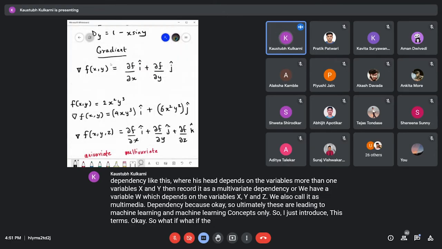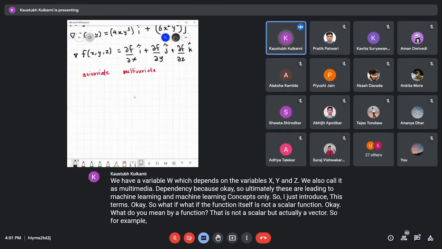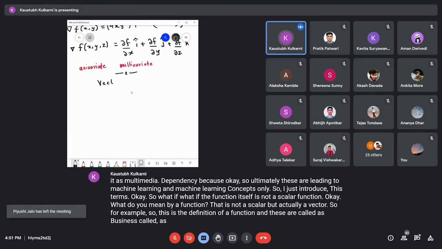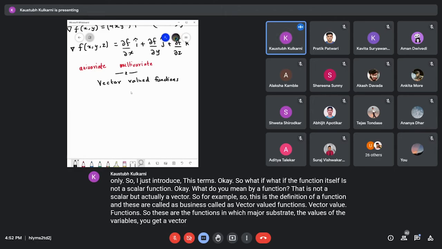So what if the function itself is not a scalar function? What do you mean by a function that is not a scalar but actually a vector? So for example, this is the definition of a function, and these are called vector valued functions. These are the functions in which when you substitute the values of the variables, you get a vector as the result and not a scalar.